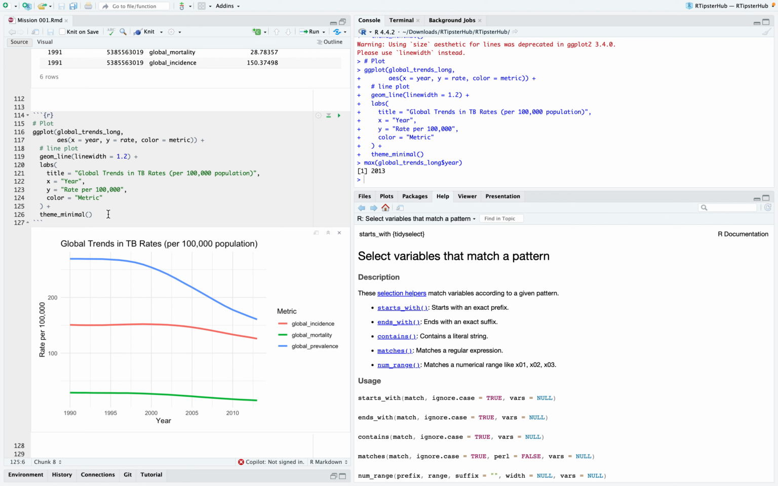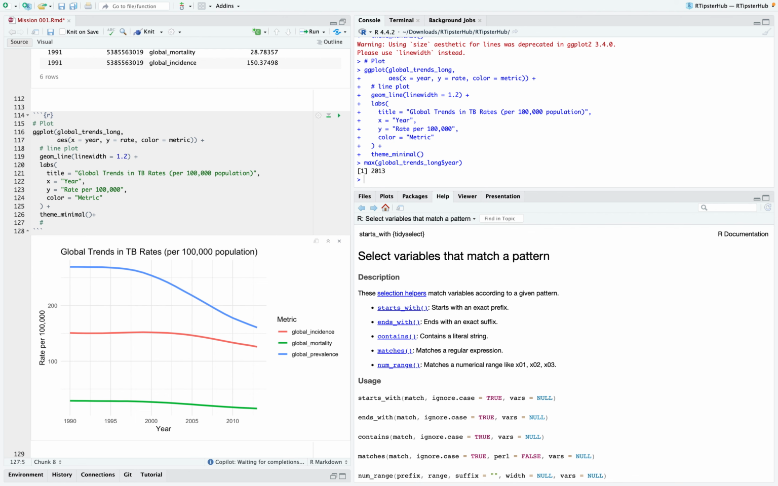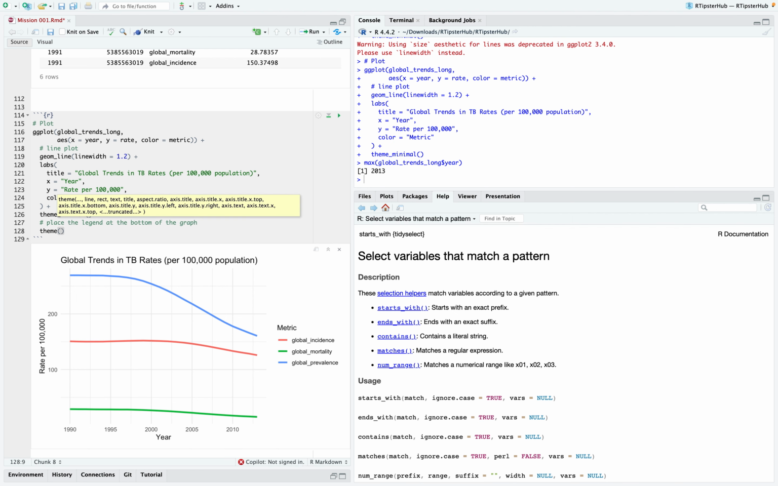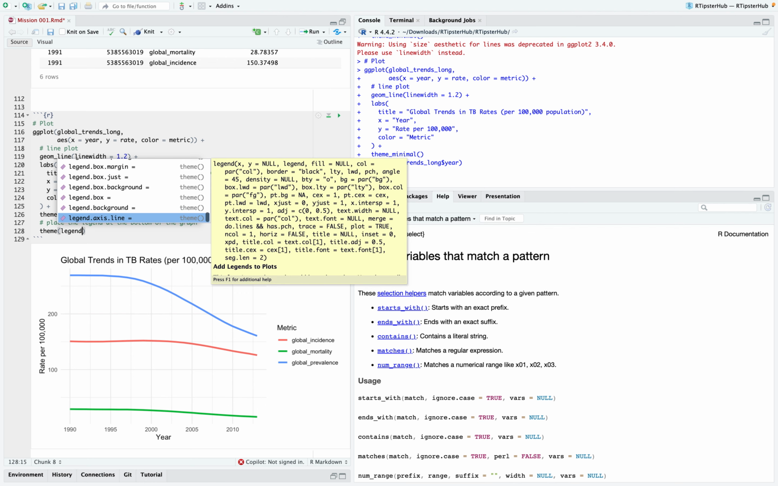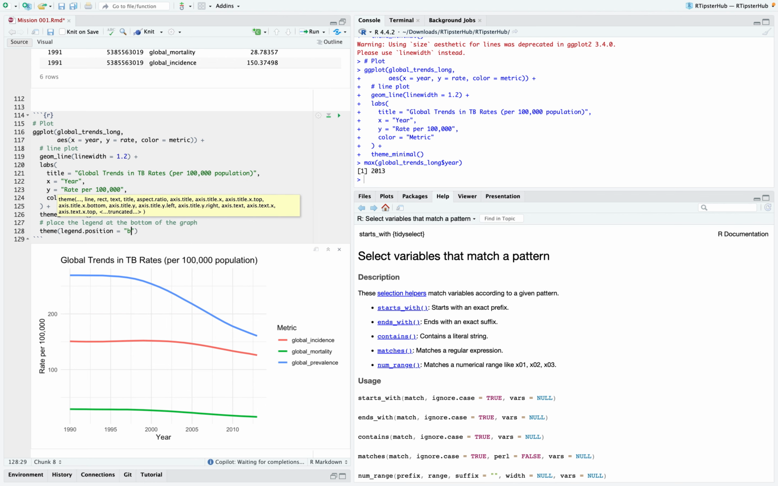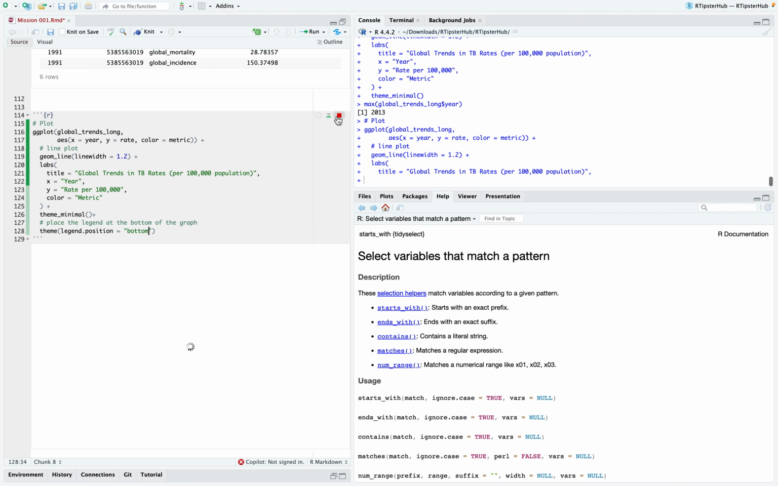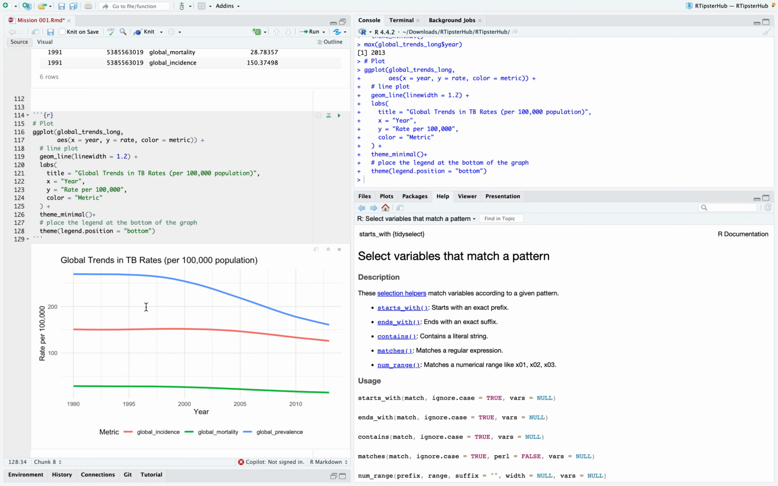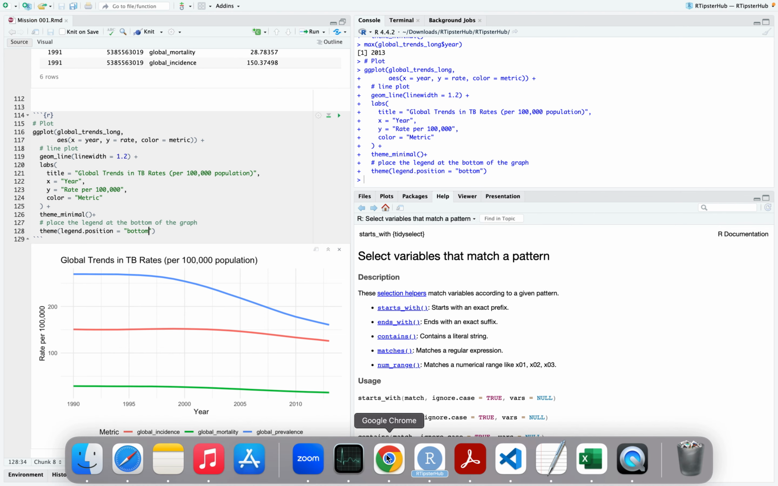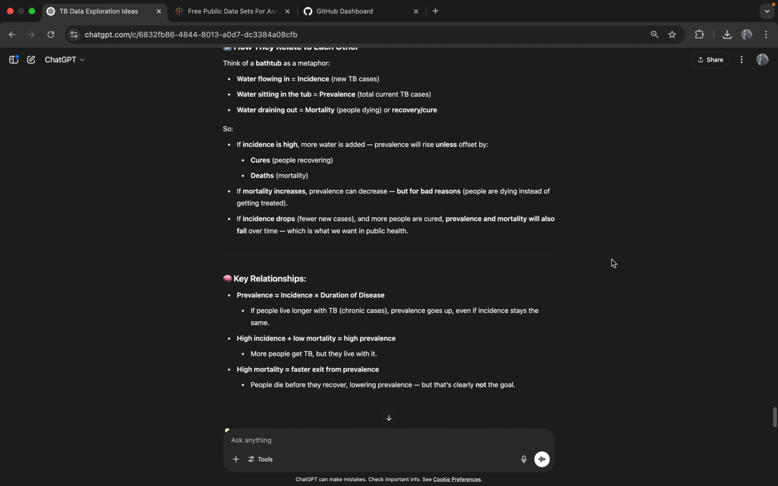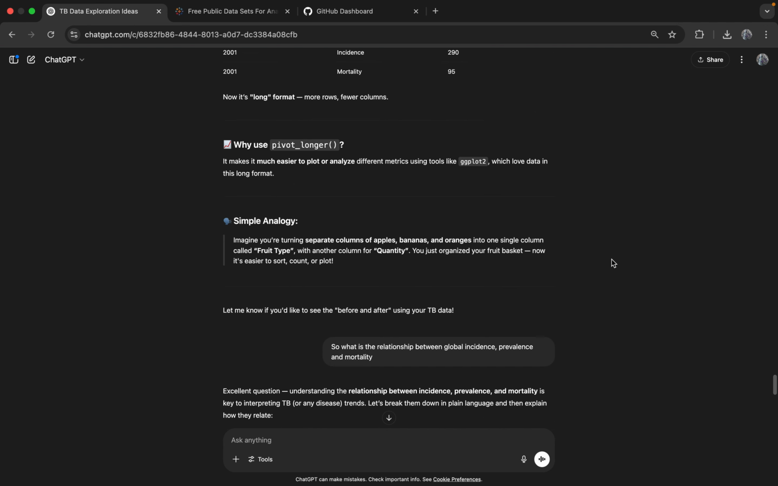The other option we could do is to place the legend at the bottom of the graph. So theme, legend position, bottom. We run this. Yeah, I think it is good. Right. Okay. And then we go back.